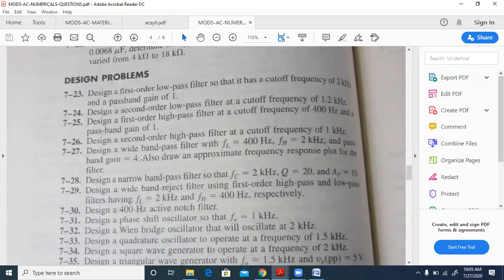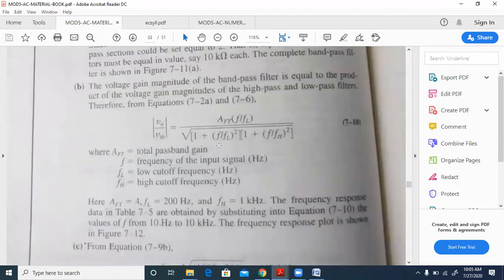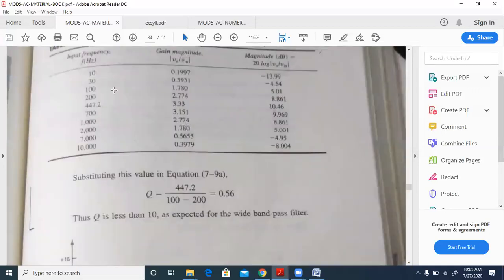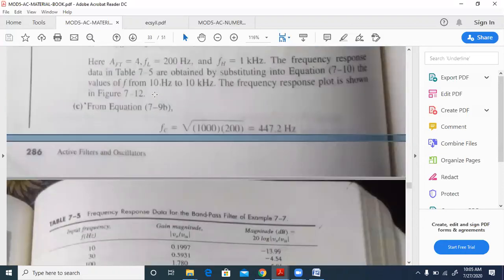So you can use the final formula for the response, right? This is AFT is equal to 4, F by FL divided by all this. This is the response. You can calculate it. You can try to plot using this table, okay, and do the final solution. Fine.